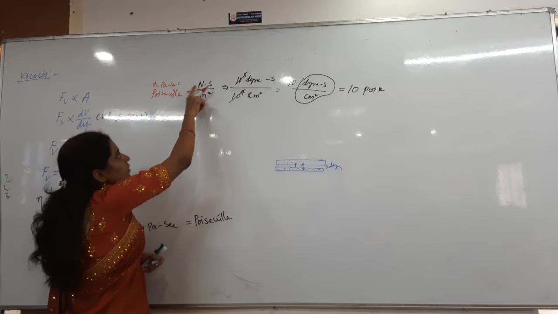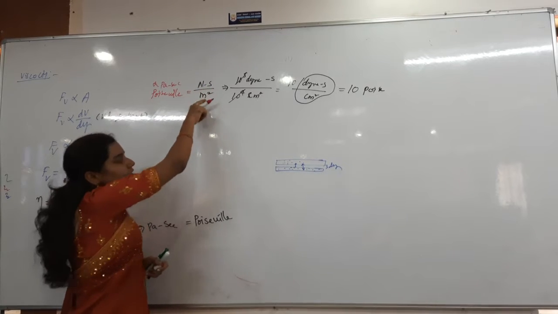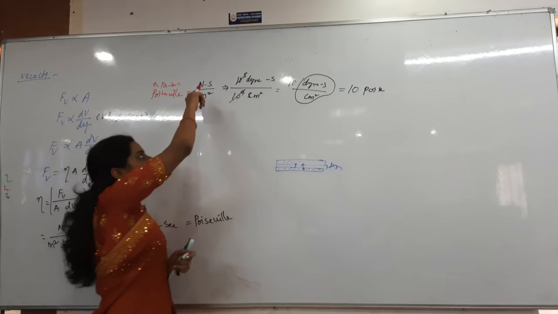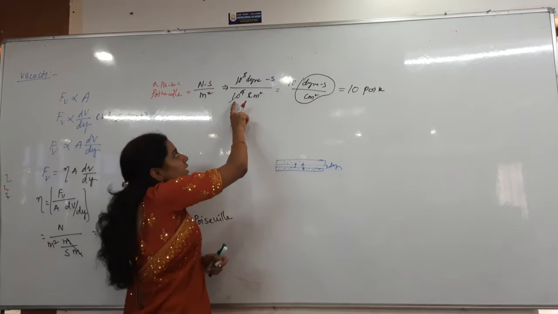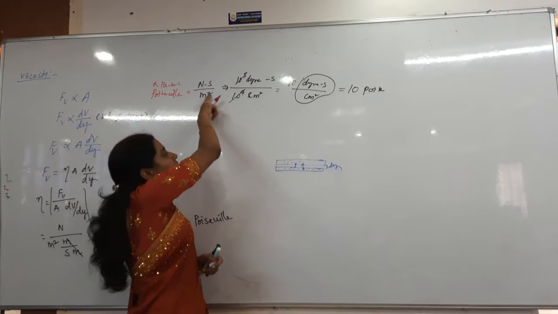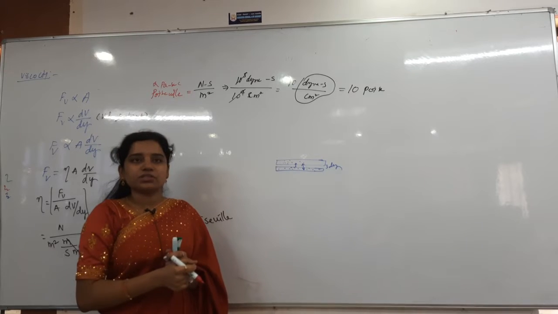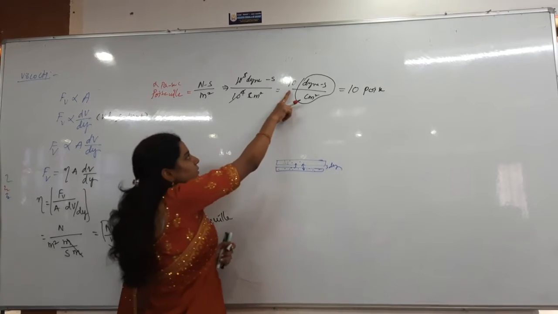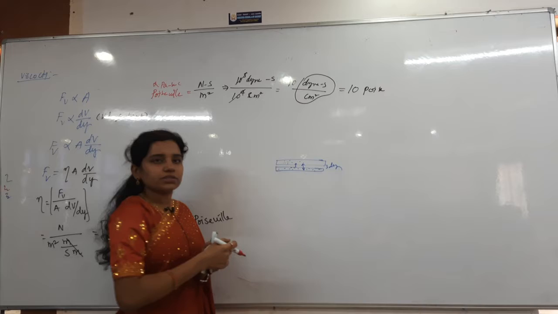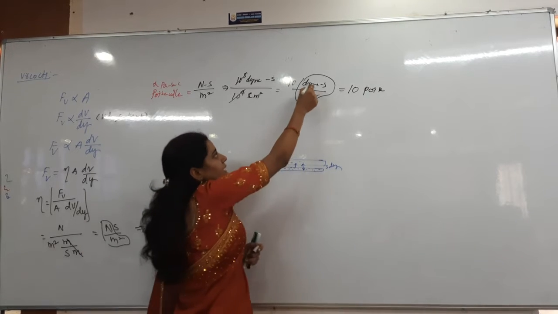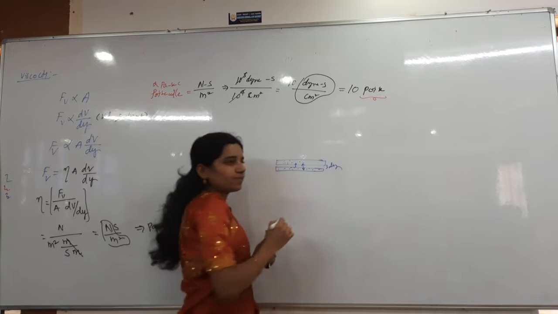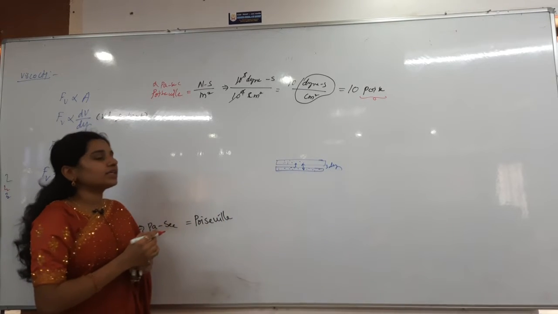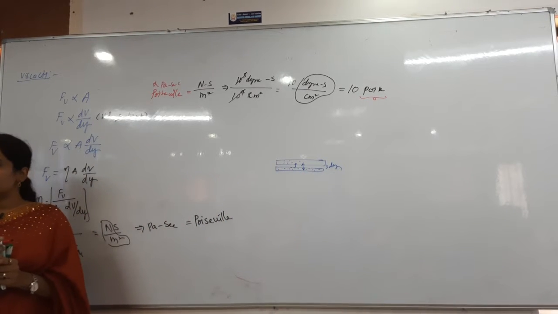Poiseuille or Pascal second is what? Newton second per meter square. Newton nothing but how many dynes? 10 power 5 dynes, already you know that. Second, and then meter square means 10 power 4 centimeter square. Now we got how much? Nothing but 10 dyne second per centimeter square. This dyne second per centimeter square is known as what? Means poise. So 1 Poiseuille is equals to 10 poise, I can say.